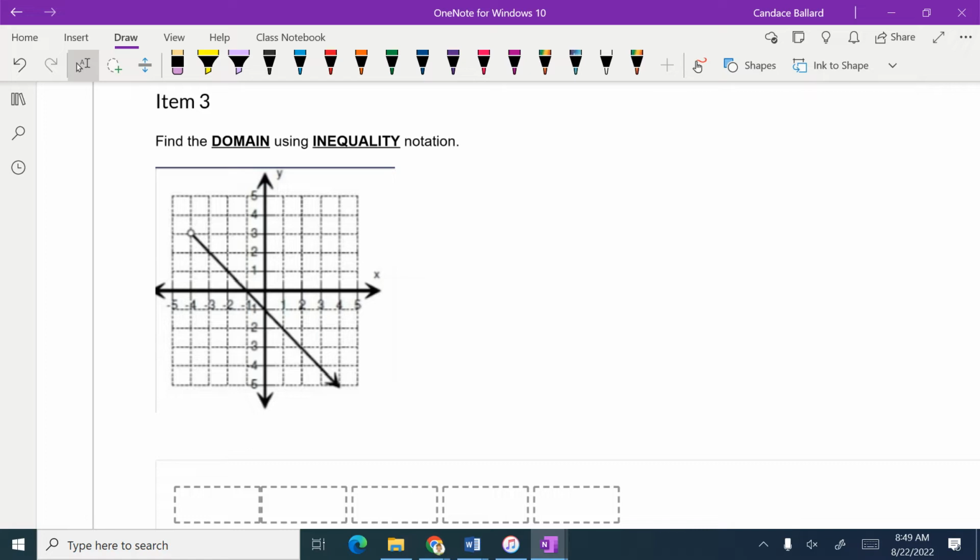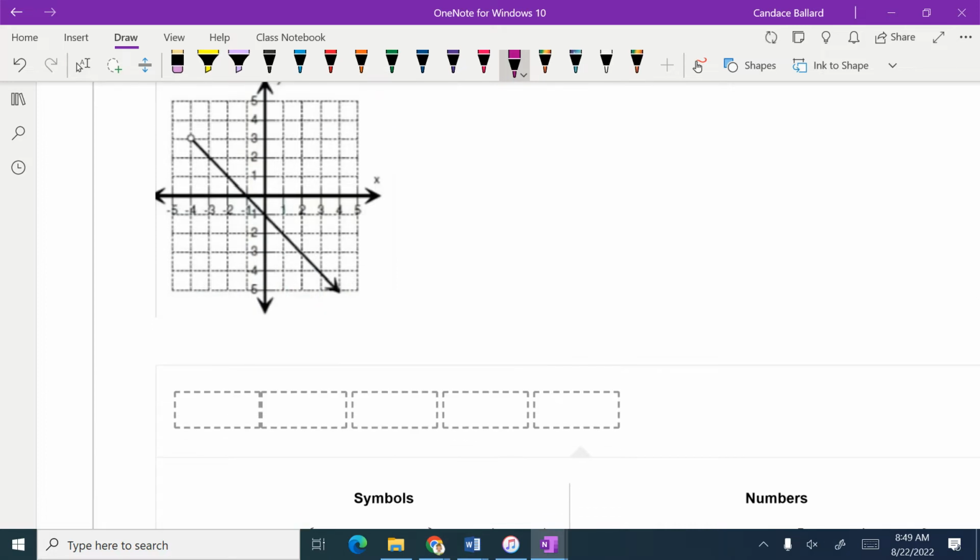All right. It says domain. What does domain mean? Say it again, everybody. What does domain mean? X. I was a little bit better. Okay, X. Notice I have 5 spots, right? That means I'm going to plop that X in the middle spot.